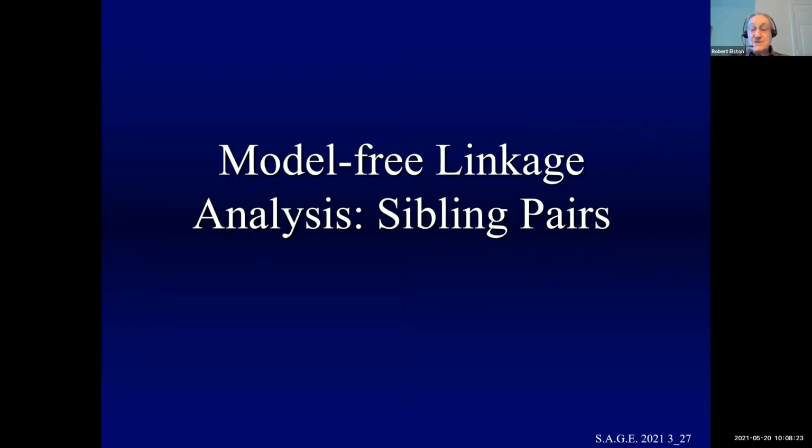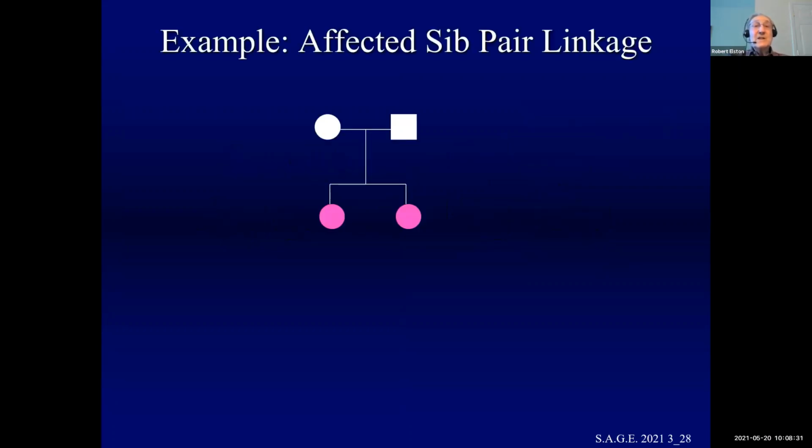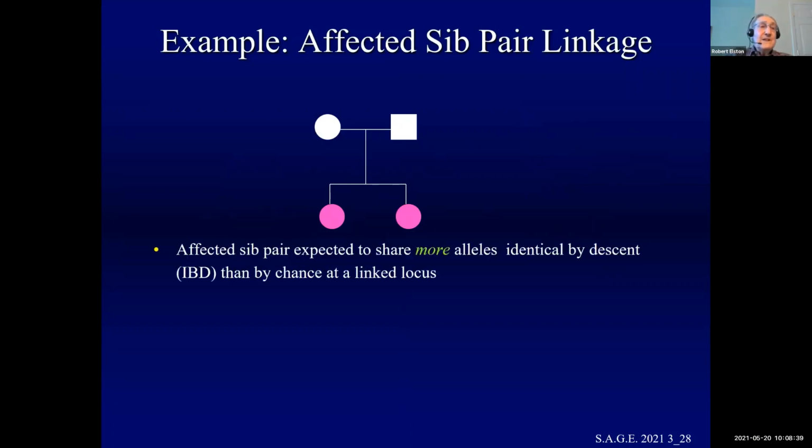Okay, so now let us talk about model-free linkage analysis using sibling pairs. Let's consider an example. And this is going to be an affected sib pair example. Now, affected sib pairs are expected to share more alleles identical by descent than by chance if you have a particular linked locus.